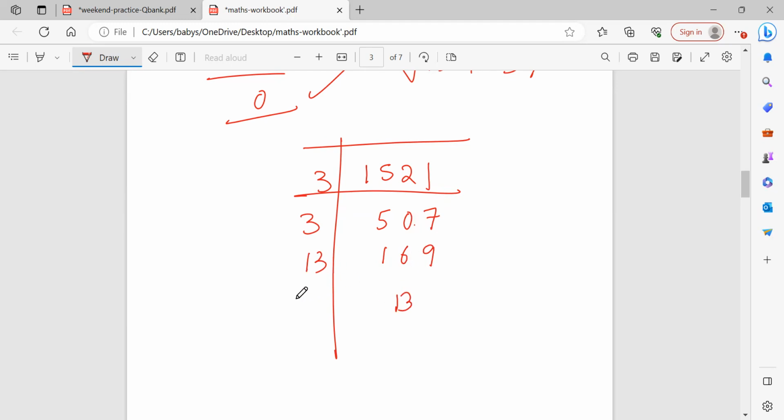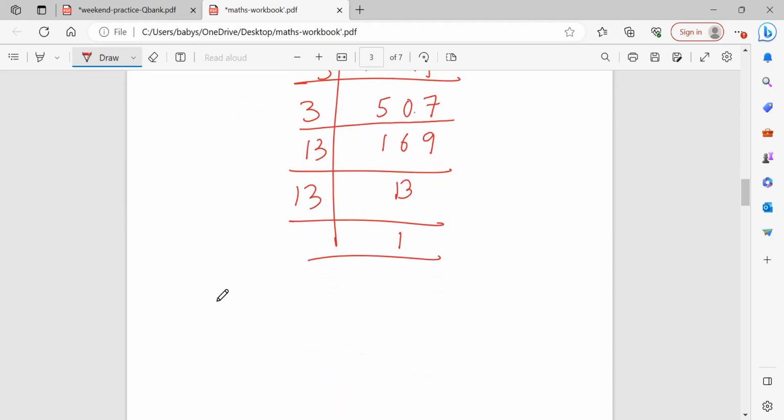13 13s are 169. 13 1s are 13. That's why I always told you, learn the squares of the first 25 numbers. Okay, write them down, learn them. You should know the squares of the first 25 numbers and the cubes of the first 12 numbers, for this grade level 8. So 1521 is 3 into 3 into 13 into 13.